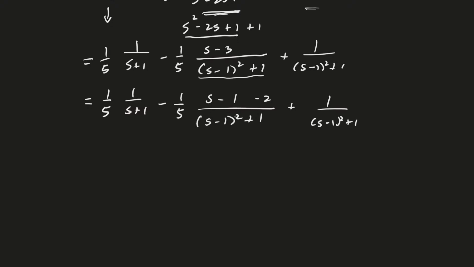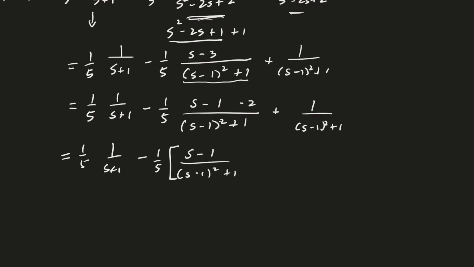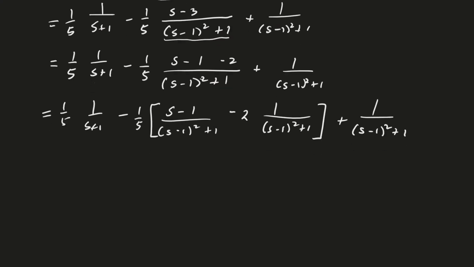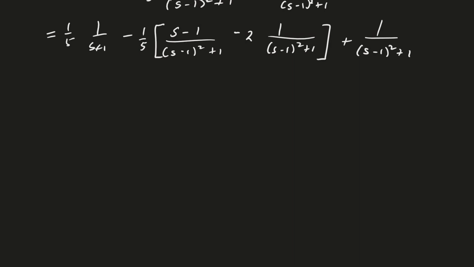Okay. So you can kind of see how this is going to work. 1/5 times 1 over s plus 1 minus 1/5 times s minus 1 over s minus 1 squared plus 1. And then we'll have our minus 2 times 1 over s minus 1 squared plus 1 plus 1 over s minus 1 squared plus 1. Okay, now, well, we might as well just invert it. What the heck? So now we get our y of t.